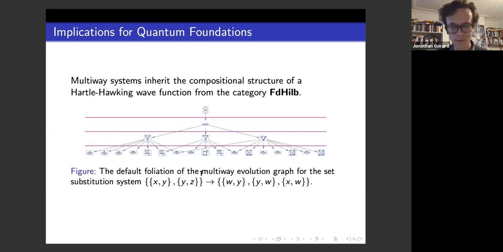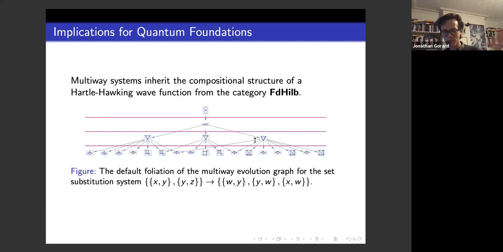So to tell you a little bit about what I mean and why we care about this in the context of physics, it turns out one can show that because one of our multi-way evolution graphs has this structure of a compact dagger symmetric monoidal category, which is the same as the structure of the category FDHilb, it inherits enough of the compositional structure of the category of finite dimensional Hilbert spaces that, for instance, one of these multi-way evolution graphs can be interpreted, under some appropriate conditions, as being like the evolution of a Hartle-Hawking wave function.